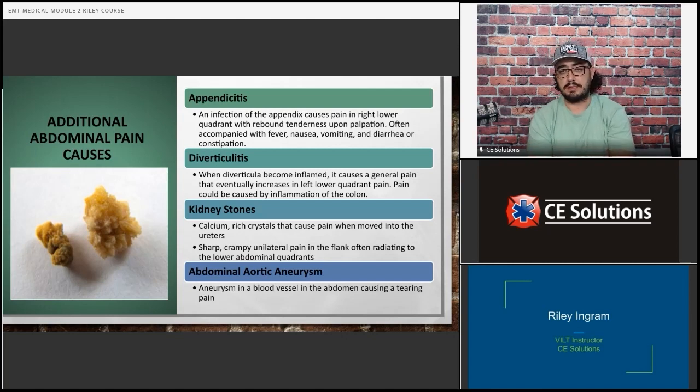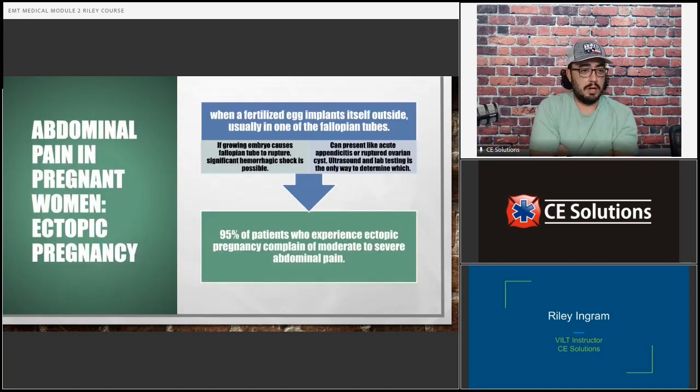Then your triple A's. Boy, abdominal aortic aneurysm. This is an aneurysm in a blood vessel in the abdomen causing a tearing pain. And if they report this, uh-oh, because all the blood from the heart goes out through the aorta, right? Every single bit of it. So if there is a tear there or an aneurysm in that, can you see where I'm headed with this? So definitely you don't want to have somebody tell you they have tearing pain, right? That's not good. All right.